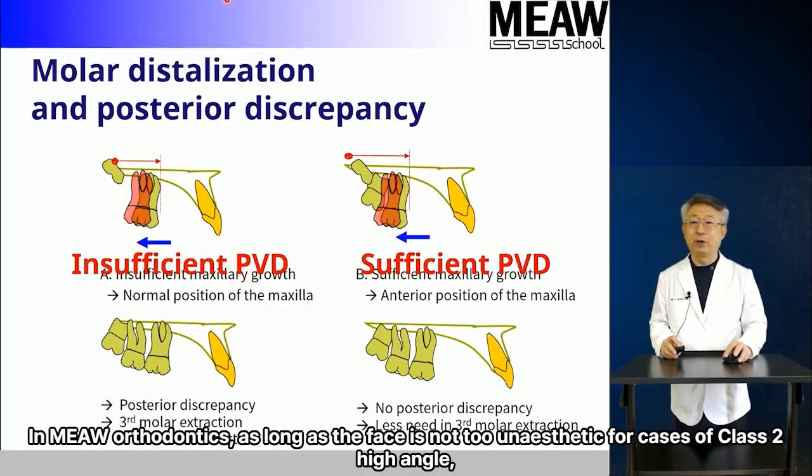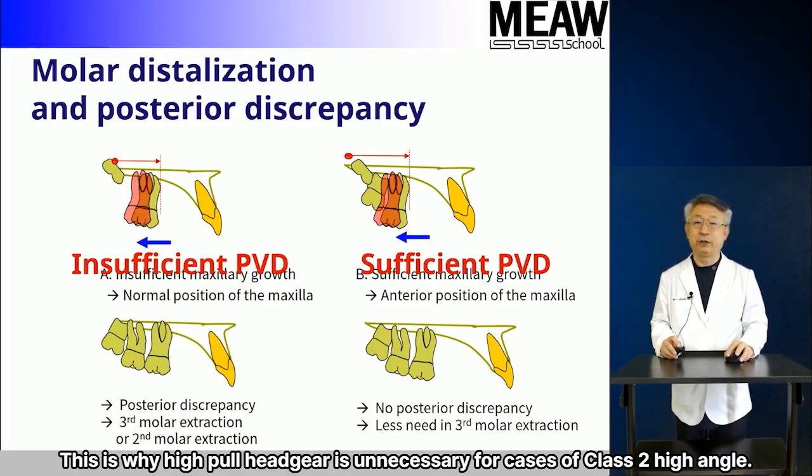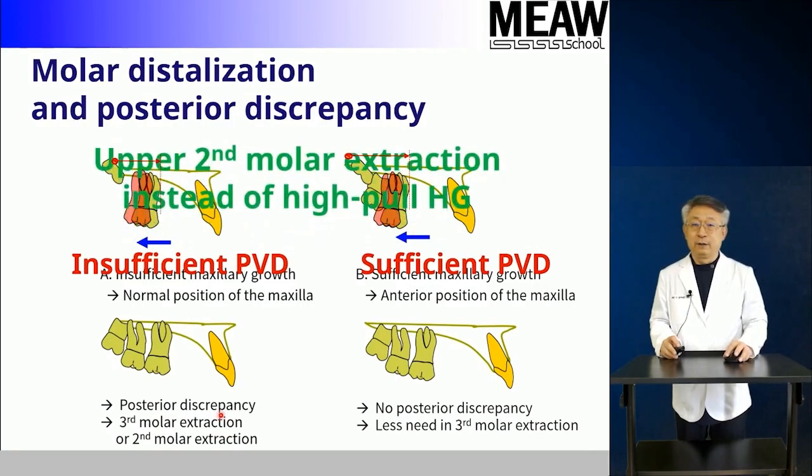In MIOW orthodontics, as long as the face is not too unaesthetic for cases of Class 2 high angle, we can extract the maxillary second molar and push the maxillary dentition backward by using the space created instead of using headgear. This is why high-pull headgear is unnecessary for cases of Class 2 high angle.